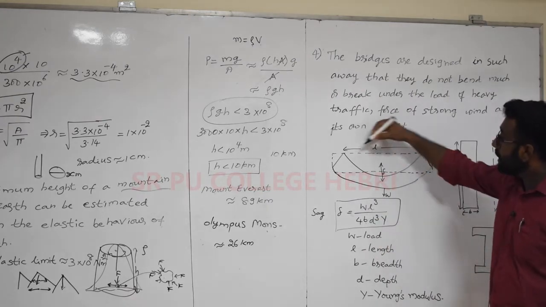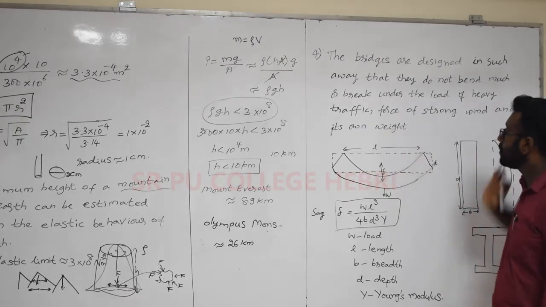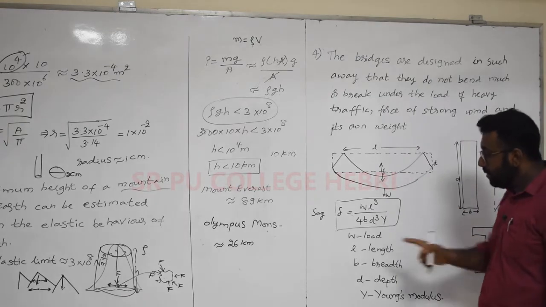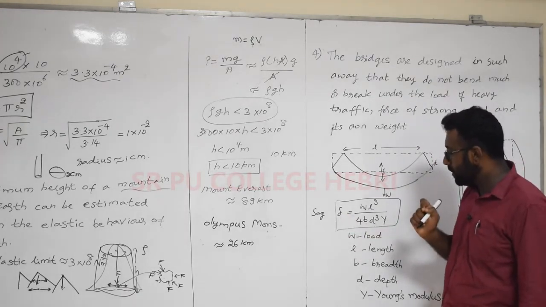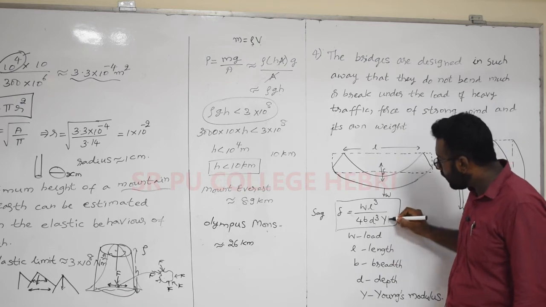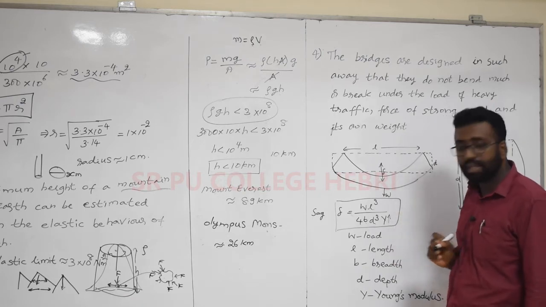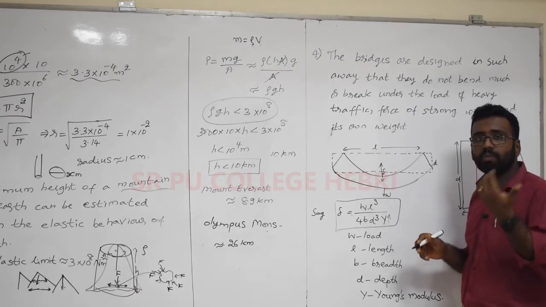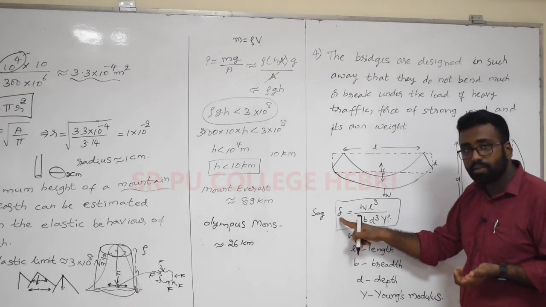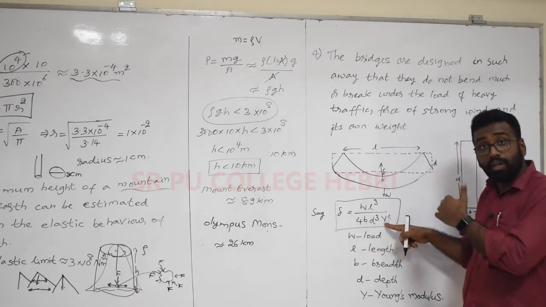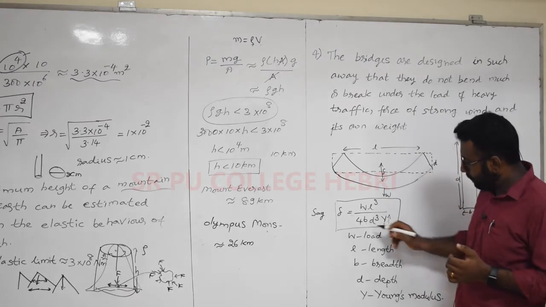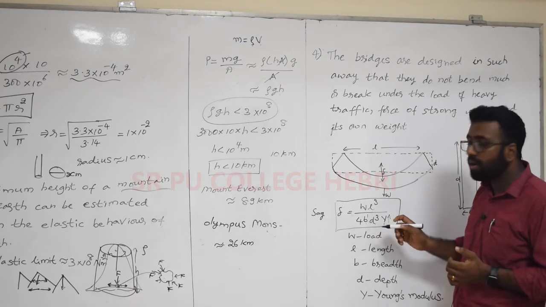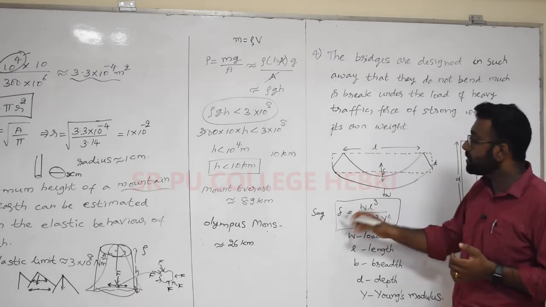Now if a particular load comes, the bridge is going to get bent. This value of sag can be reduced by using a material of higher Young's modulus value, right? If you make use of a material having a higher Young's modulus value, you can reduce the sag, because this term is in the denominator. Similarly, breadth is just to the power of 1, so increasing the breadth will not help you much for the reduction of sag.